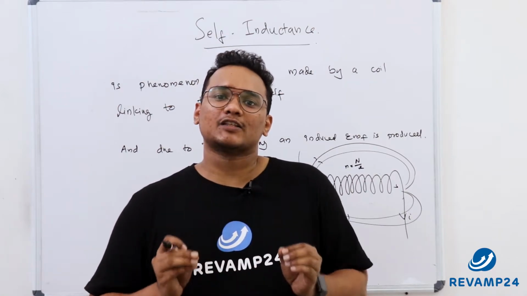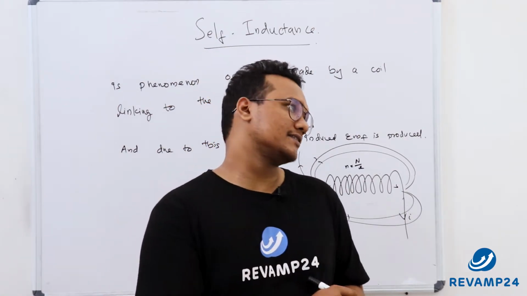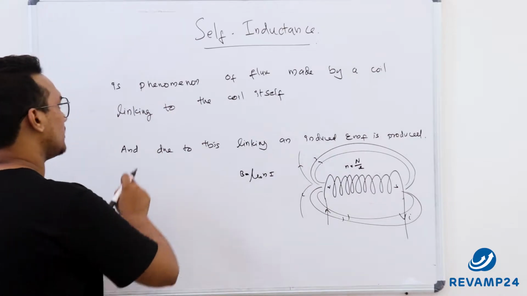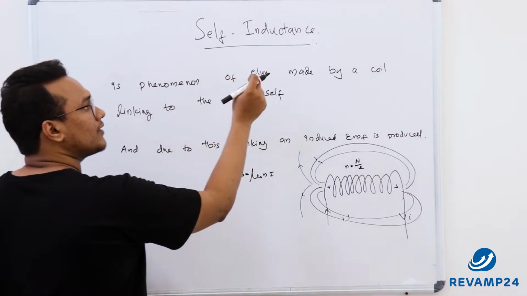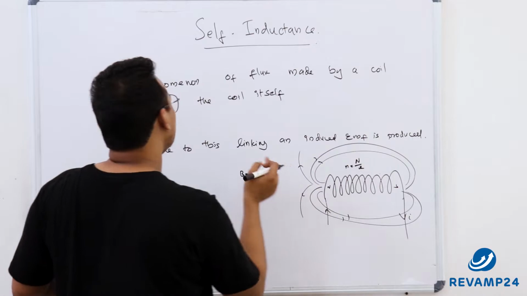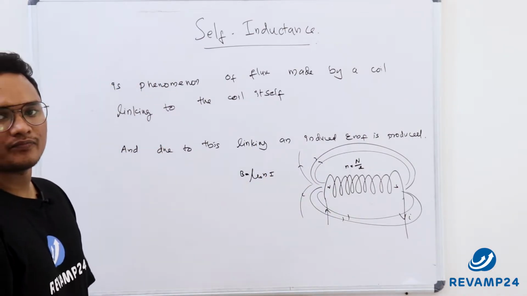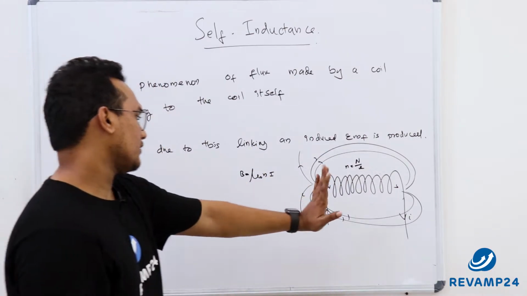In this video, I will explain the concept of self-inductance. Now we will see the definition first. This is a phenomenon of flux made by a coil linking to the same coil itself. Now the illustration goes in this way.